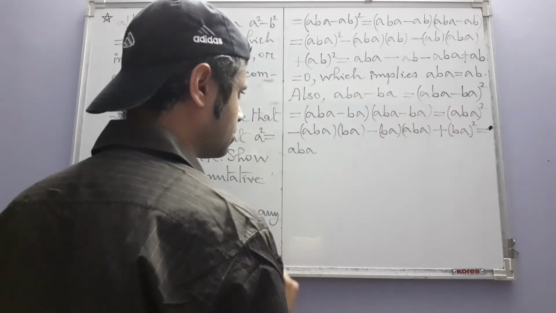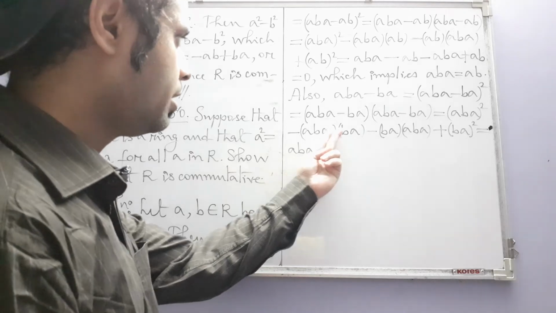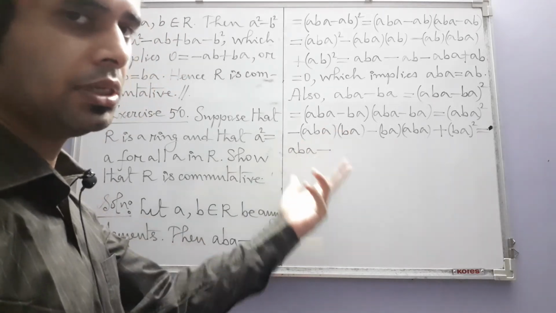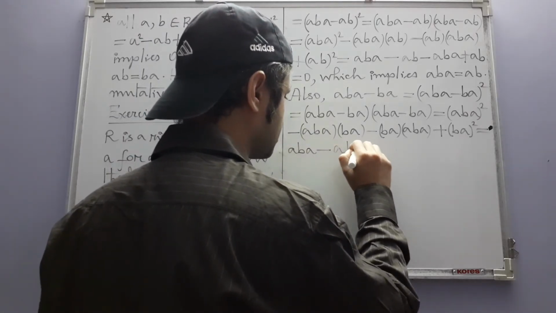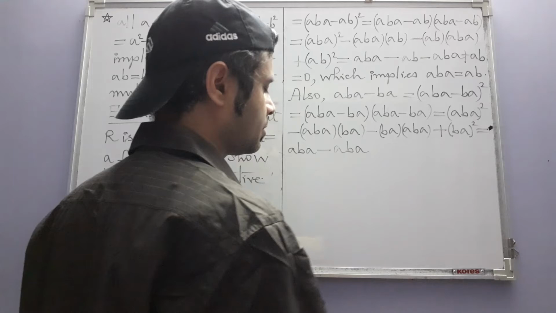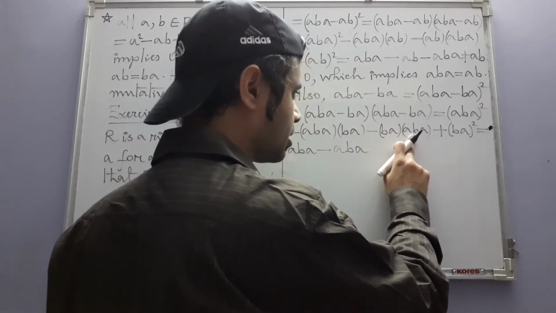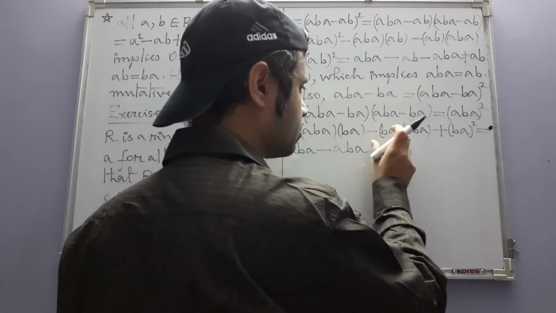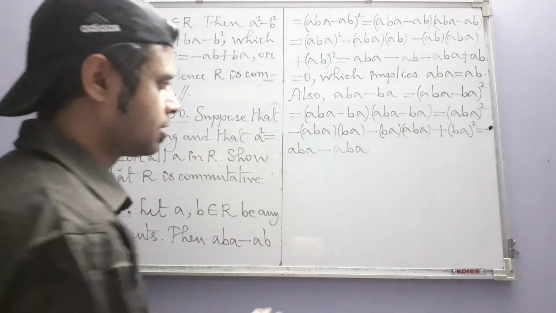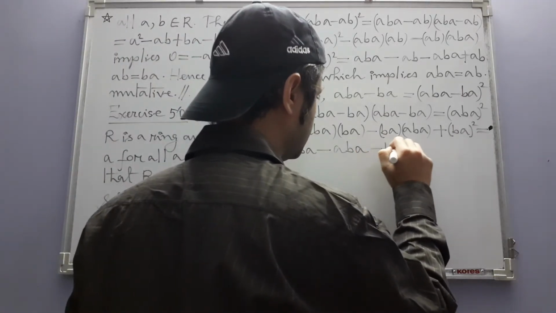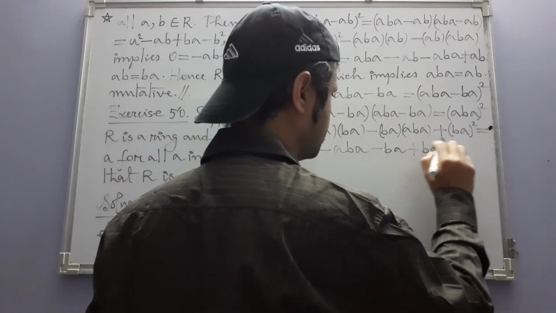ABA for this one. What happens here? Minus BA, because BA whole square, along with this first A, that is just ABA. And here what happens? AA, they give us A square, which becomes A. So BA, that means BA whole square. So minus BA, and this of course is plus BA.